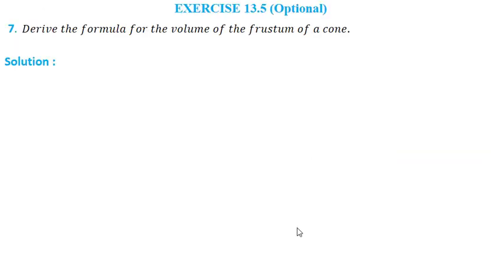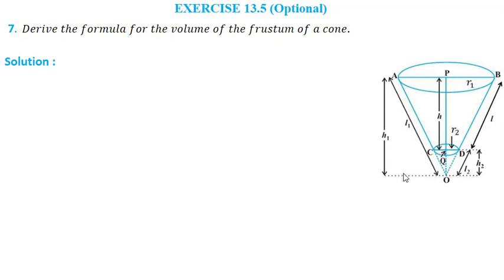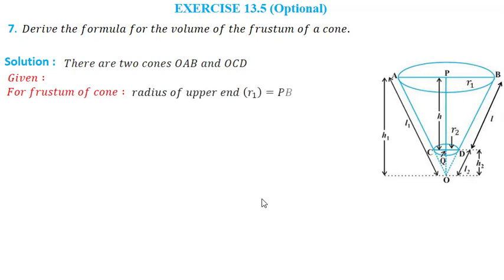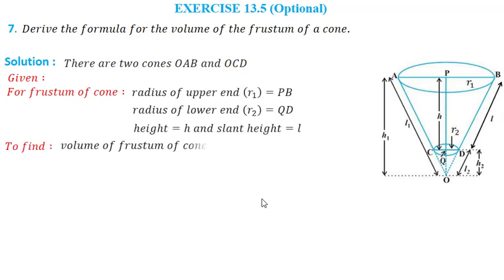Now let us move to the final question. This is to derive the formula for volume of the frustum of cone. Now again the same diagram is given. Here we have to find volume. So again the volume of this frustum of cone will be total volume of this bigger cone minus volume of this smaller cone. So again first we will write whatever is given to us, what is to find.